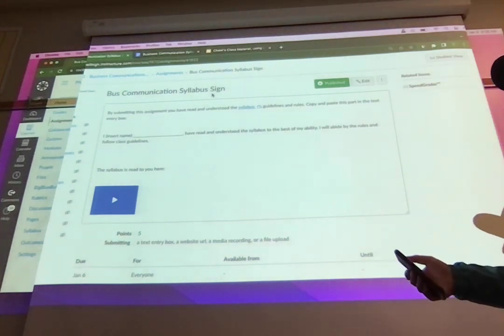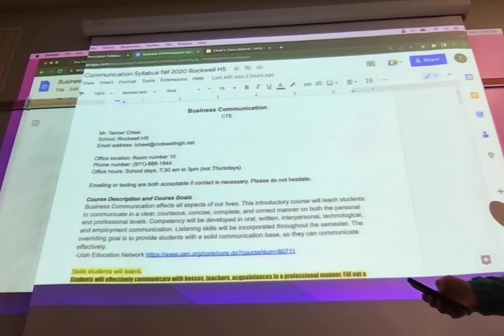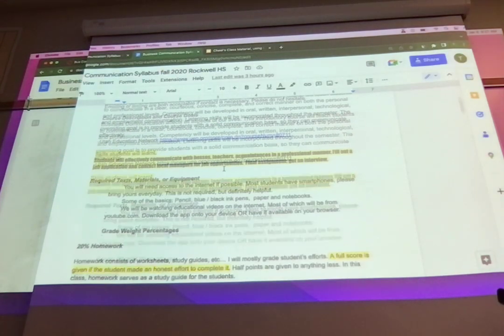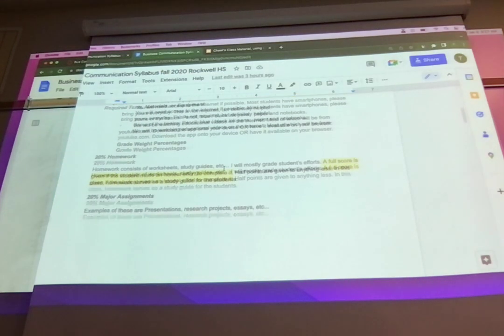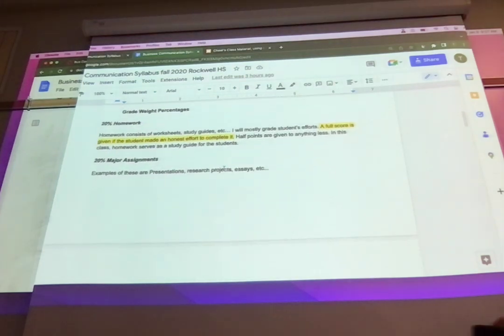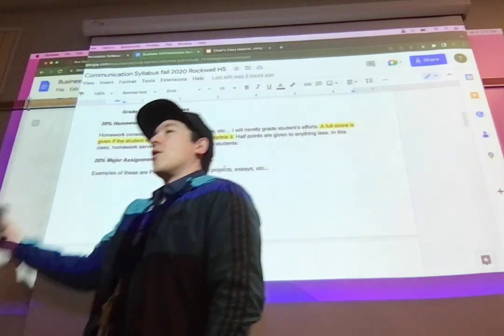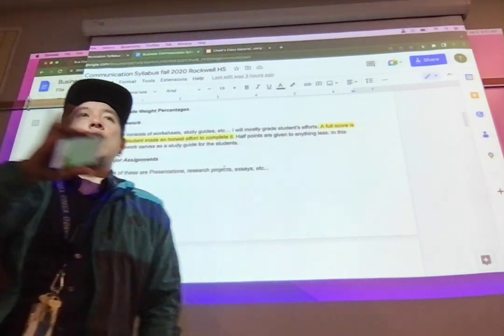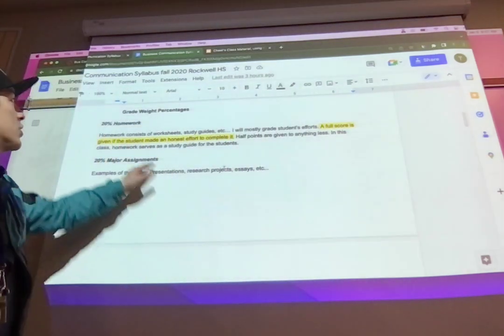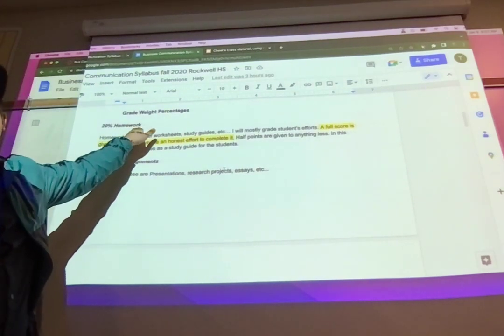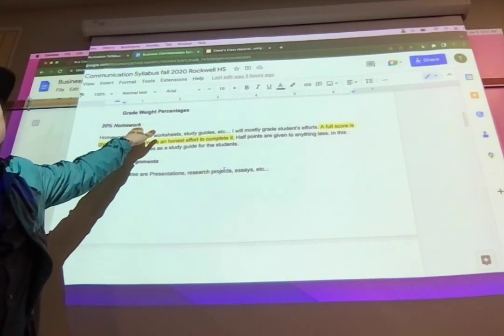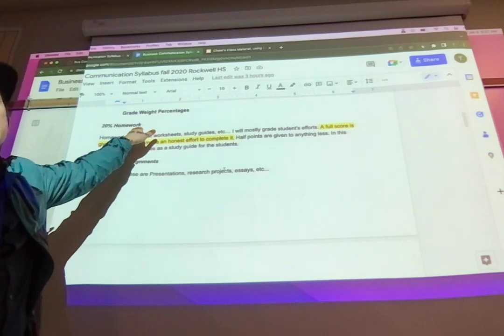So if you'll look at the bottom of the first page, you're going to look at the grade weight percentages. So this is pretty typical. I do this with a lot of my classes. 20% is homework. Okay, if you do your work in class, there's no homework. So this is also classwork. There basically is no homework if you show up every day.